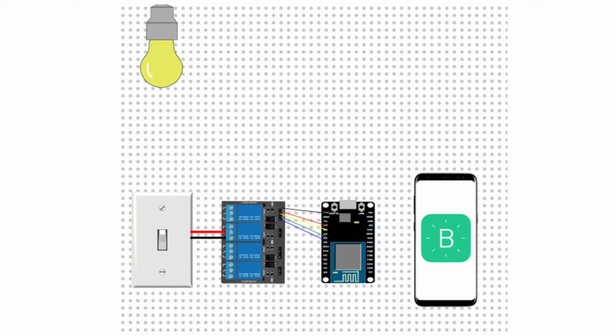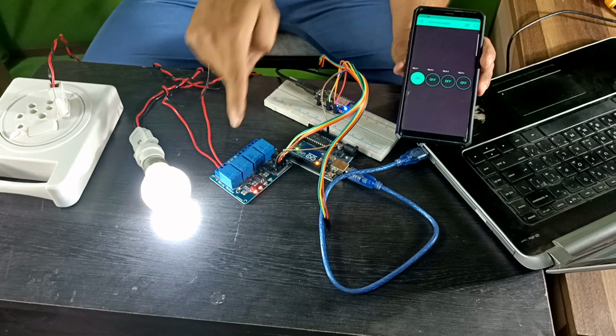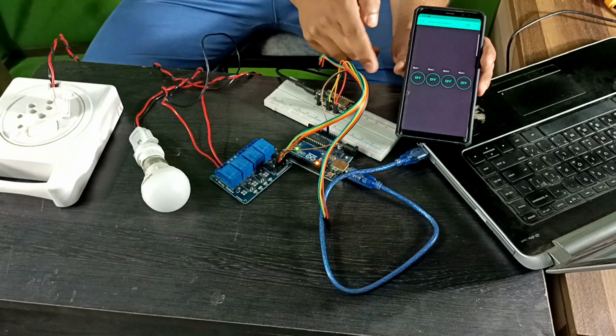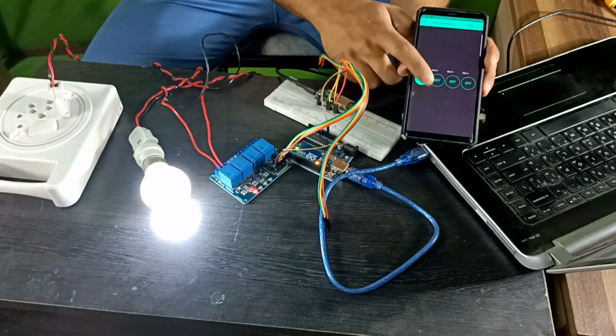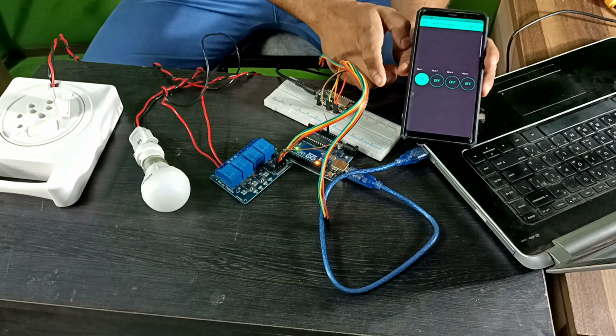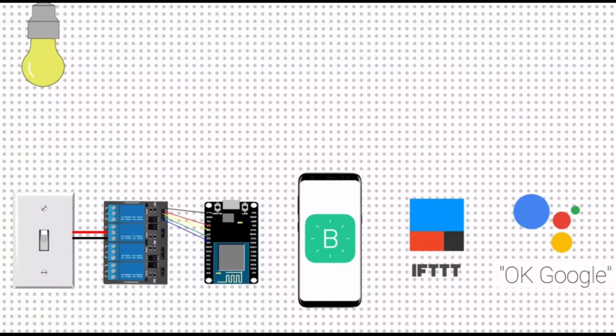Hey there, previously we created a home automation using Blynk app. Here is the demo. When I click on the button, the light turns on and off, meaning I can operate the home automation using the Blynk app.